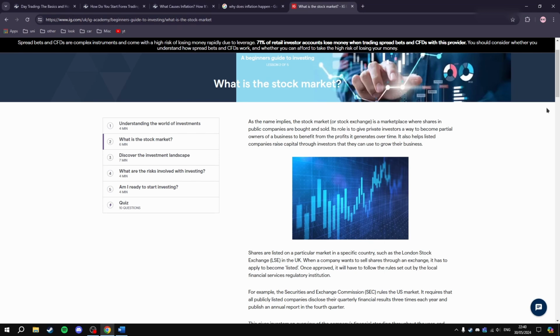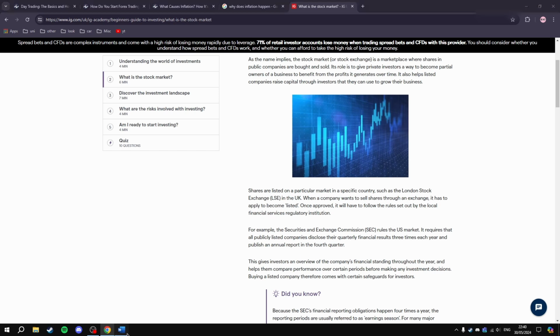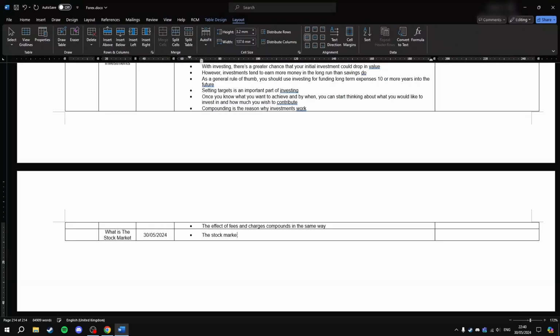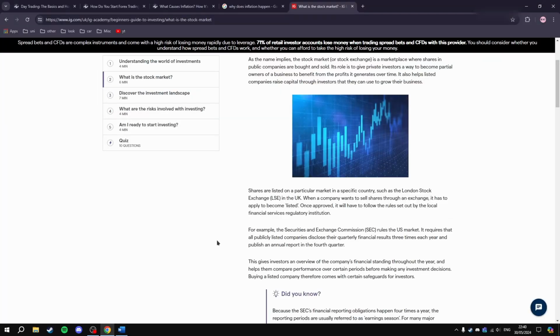As the name implies, the stock market or stock exchange is the marketplace where shares in public companies are bought and sold. Its role is to give private investors a way to become partial owners of a business to benefit from the profits it generates over time. It also helps listed companies raise capital through investors that they can use to grow their business.